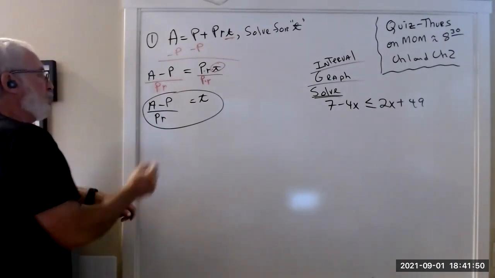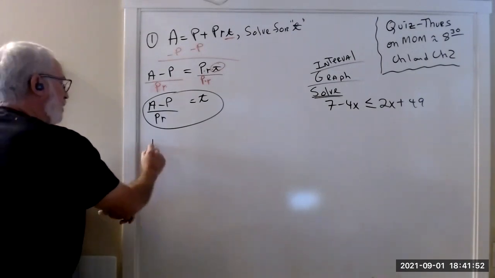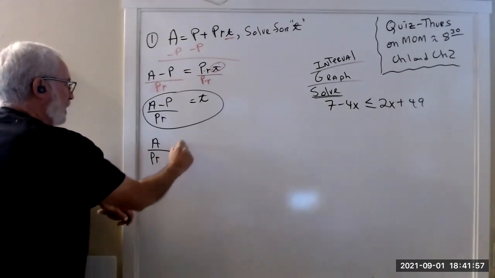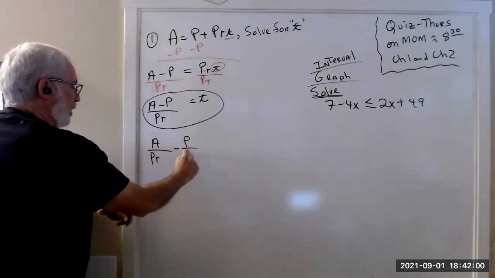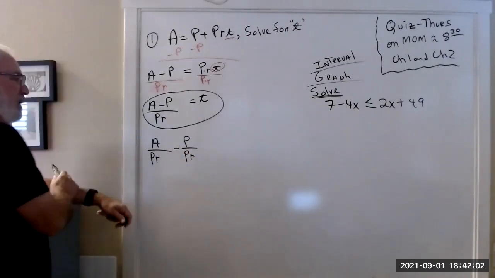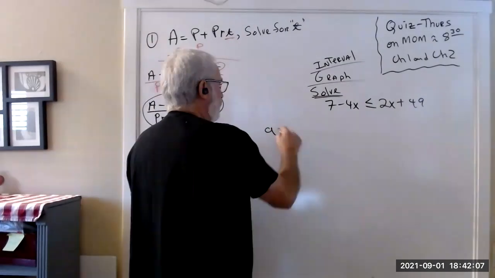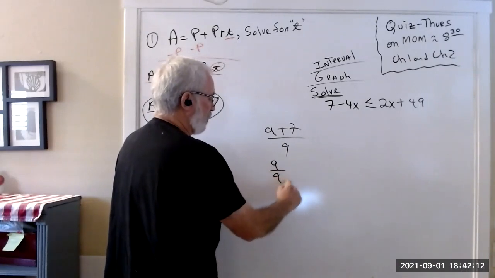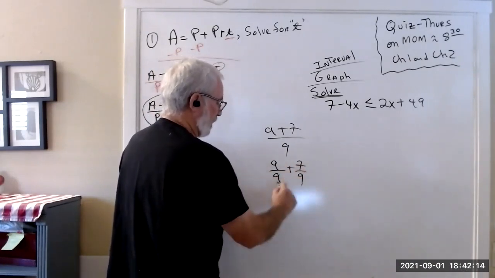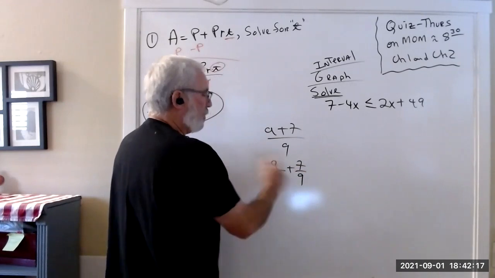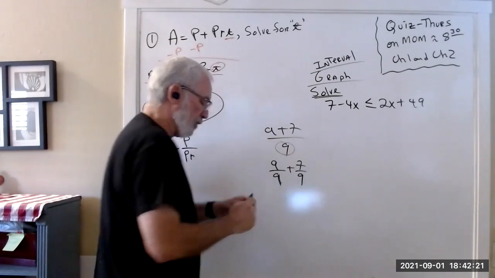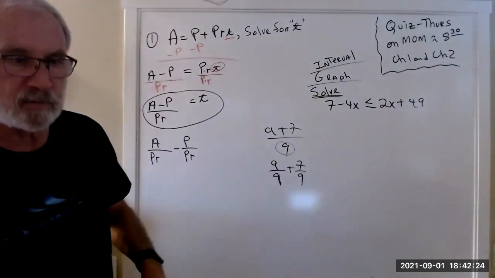Okay. If you wanted to go further, last night we talked about separating this A over PR minus P over PR. That is legit. You can always take a fraction apart. If you had A plus 7 over 9, you could take it apart as A over 9 plus 7 over 9. You can always take a fraction apart like that. Single denominator goes with both of those in the numerator.